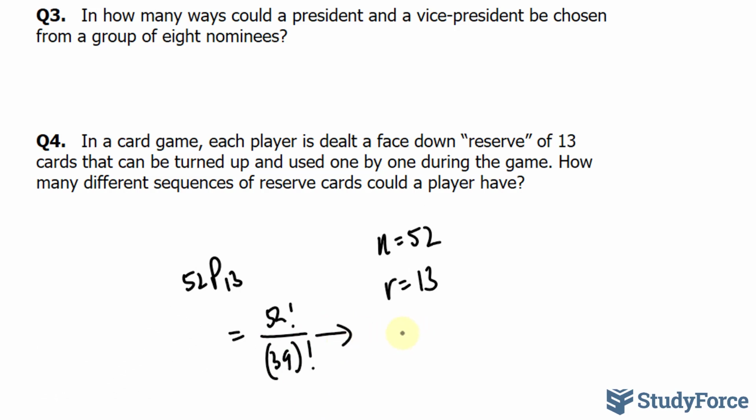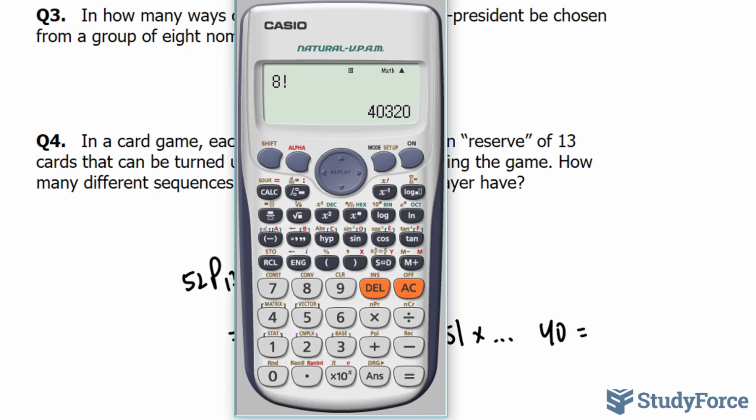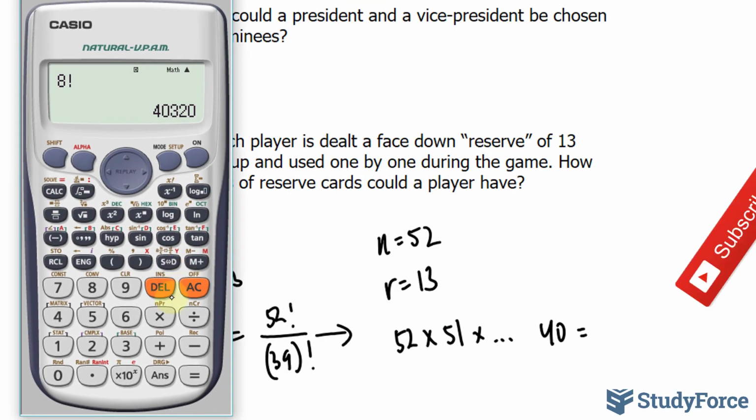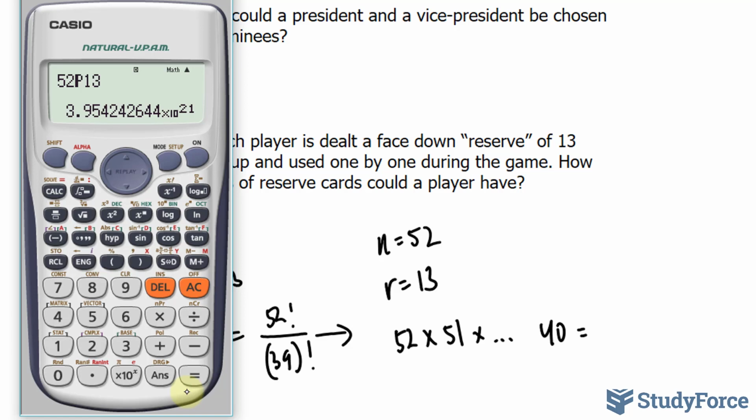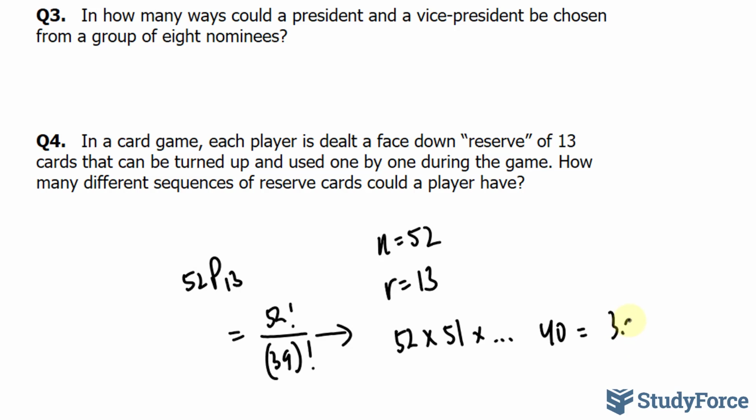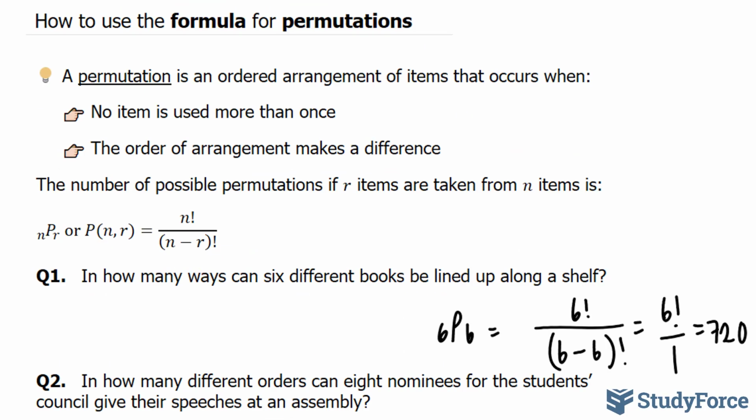This is the same thing as saying 52 times 51 times all the way to 40. And if you calculate this on your calculator, I'll use the function where I have 52 pick 13, and we end up with 3.95 times 10 to the power of 21. So there are 3.95 times 10 to the power of 21 different sequences of reserve cards a player could have. And there you have it. 4 examples on how to use the formula for permutations.